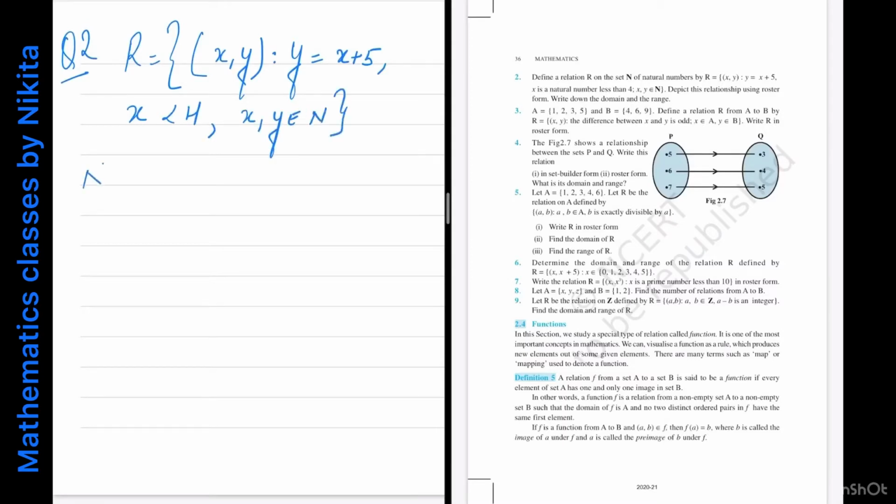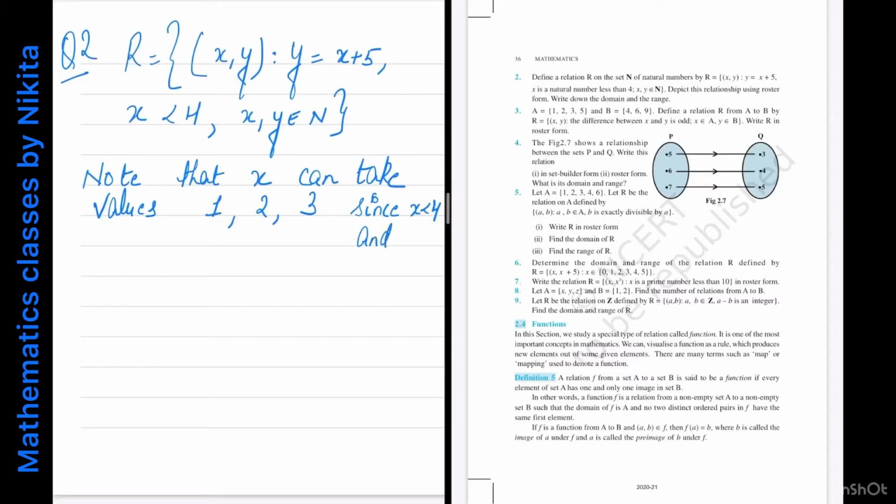So note that x can take values 1, 2 and 3 because x is less than 4, and x belongs to N. Now let us write the roster form.